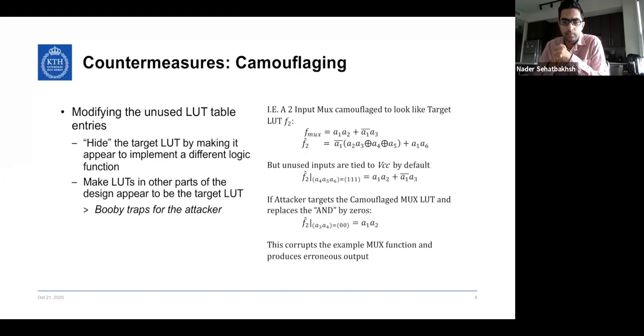Furthermore, this approach also sets traps for the attacker, as other logic, such as the mux in the example on the right, can be made to appear as the target function, enticing the attacker to modify it believing that it contains their target gate. But when this occurs, the original implemented function is broken, the circuit behaves erroneously, and outputs garbage for the attacker to analyze.